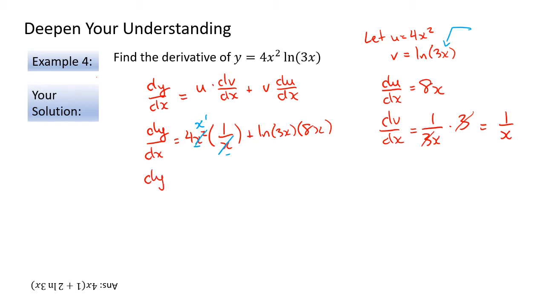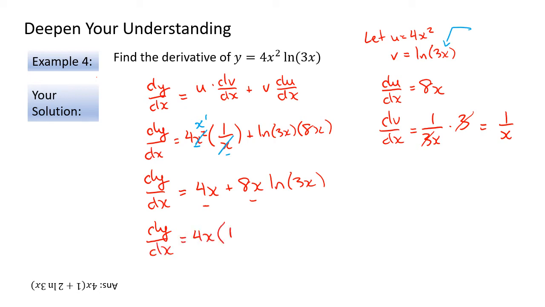So if I do that, dy by dx is equal to, in this case, 4x plus 8x times the ln of 3x. Okay? Now, if you're going to get fancy, I like to have it in the most basic answer. You can see that you can actually factor these two numbers by removing a 4x from both. So if you do that, dy by dx is equal to 4x, and factoring that out, you get 1 plus 2 ln of 3x. Okay?